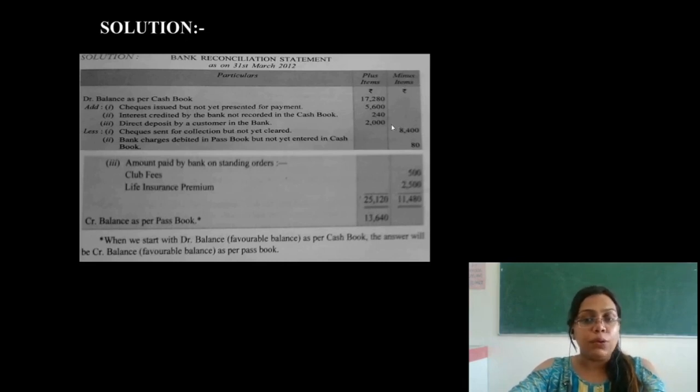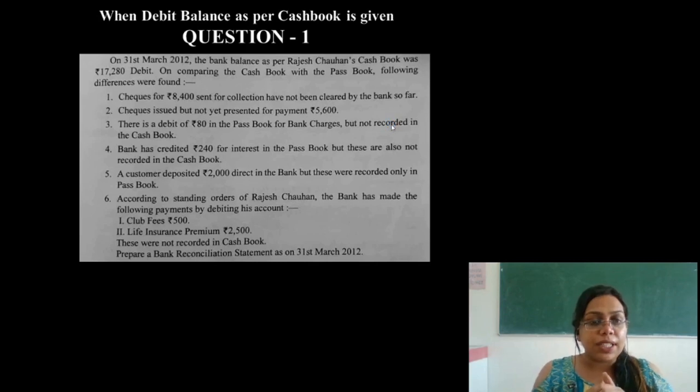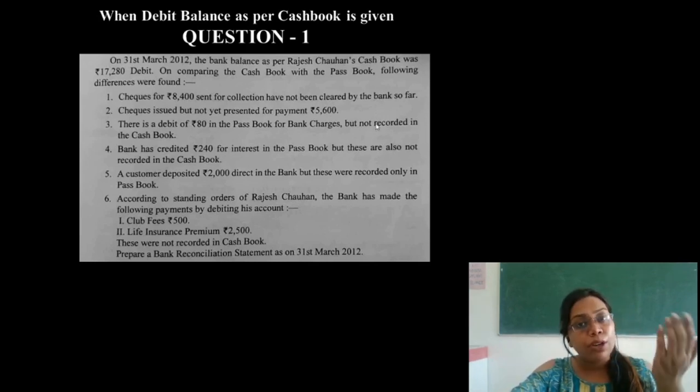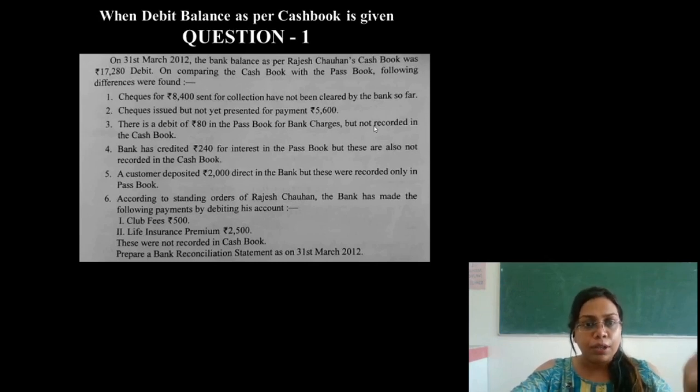Is this clear? Now the second difference is that cheques are issued but not yet presented for payment. This means that, being a firm, I have issued a cheque to my customer or a third party, but that person has not yet presented the cheque to the bank for taking the payment. In this case, I have already deducted this amount of rupees 5,600 from the bank column of my cash book.